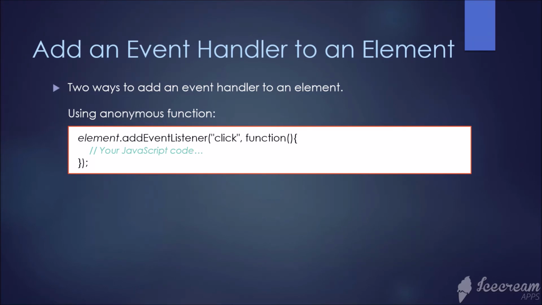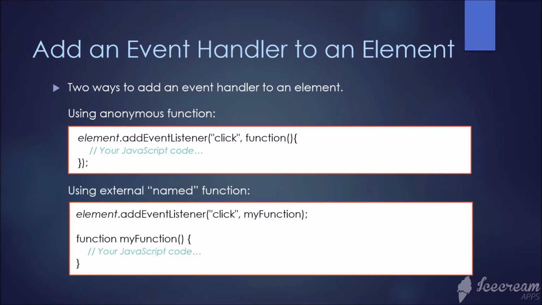Okay? Then the second way is using the external name function. Okay, so we have this element, then the method, which is the addEventListener, then the event that we want to handle, then the function.